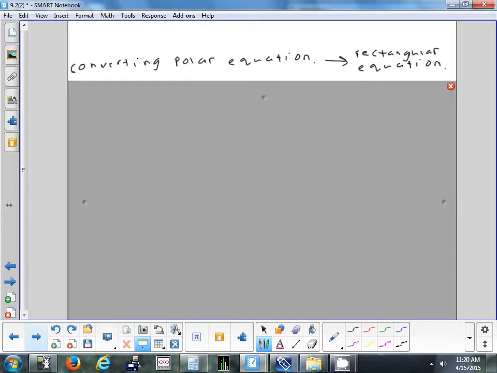Okay, so next thing we're going to do is look at how we can take a polar equation and change it to a rectangular equation. If you have an equation in polar, what letters does it use? Augustine? It uses r and theta. And if we're trying to change it to an equation in rectangular, we want to get rid of r and theta. And what letters do you want to have in rectangular? Yeah. We want to have x's and y's.